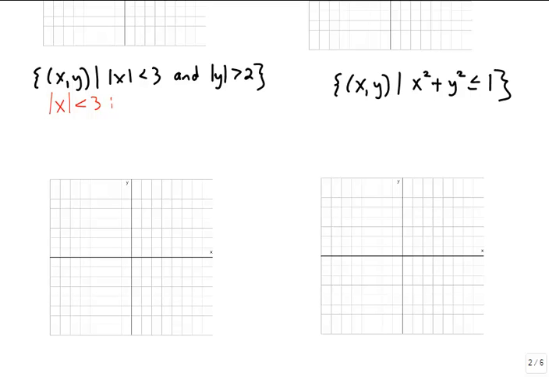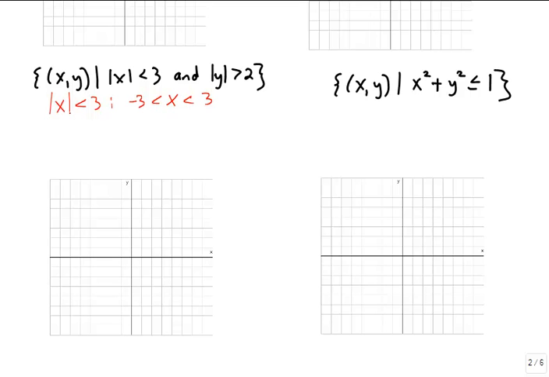And if you think about this for a moment, the only x values that have a distance less than 3 would be all the x's in between -3 and +3, because their distance away from 0 would be smaller than 3.